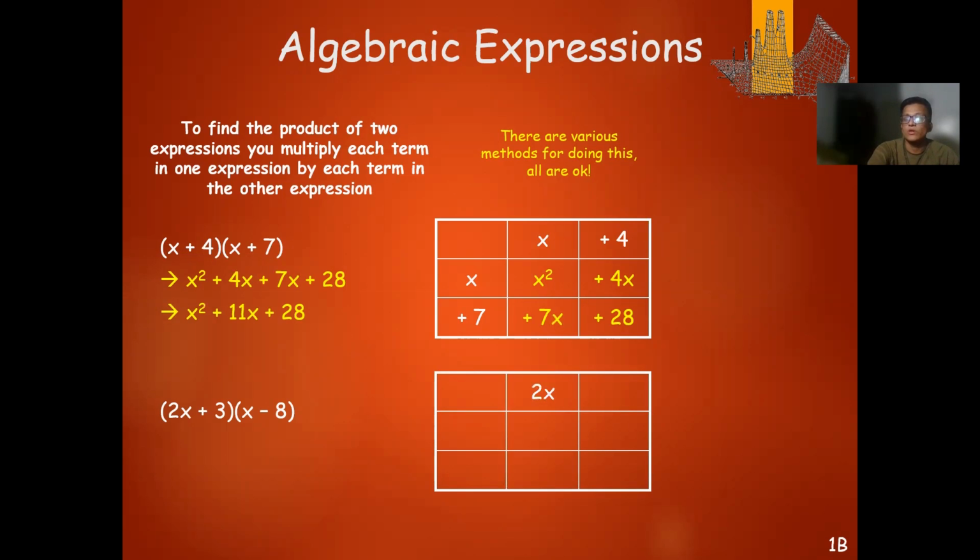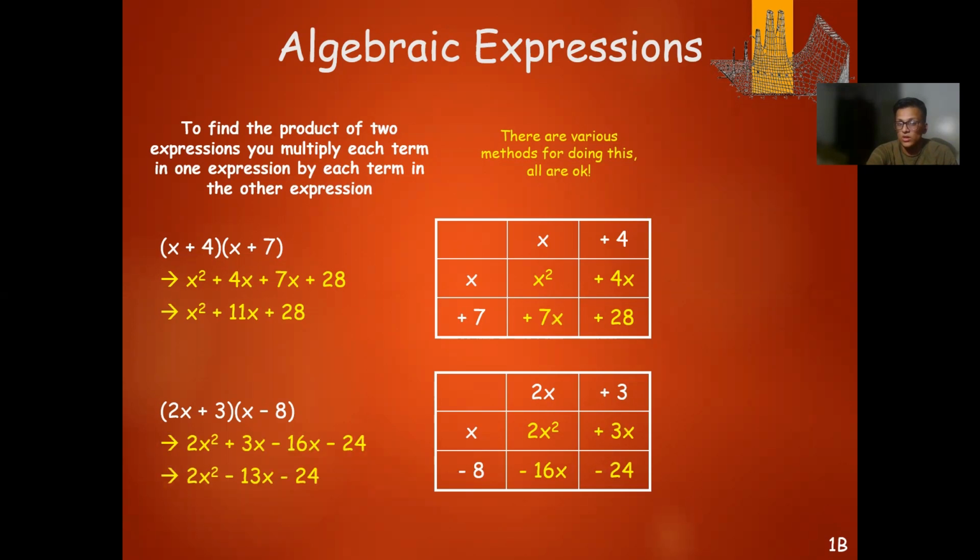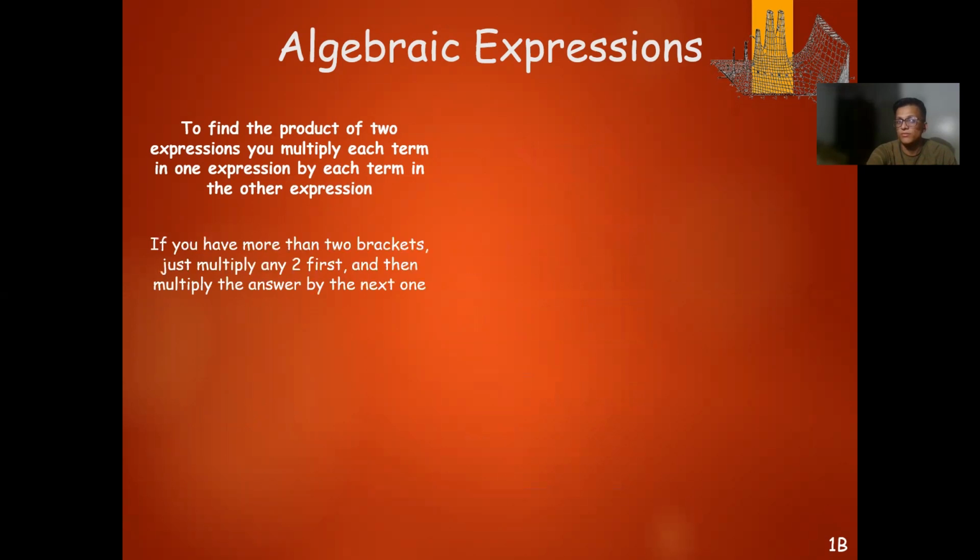Similarly, that's how we do for the next one. Take the terms of the first bracket into the top side, while the terms of the second bracket into the next side. So 2x and plus 3 comes on top, while x and minus 8 comes on the side. And moving on. Take the cross product of each term and simplify them as you move on. We'll get something like this.